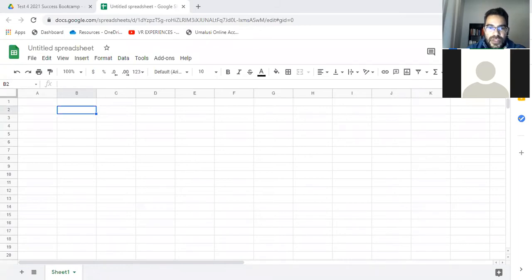Okay, so you see Google Sheets? Can you see Google Sheets? Yes, okay, we can. Cool. So let's work through what should have actually taken place.